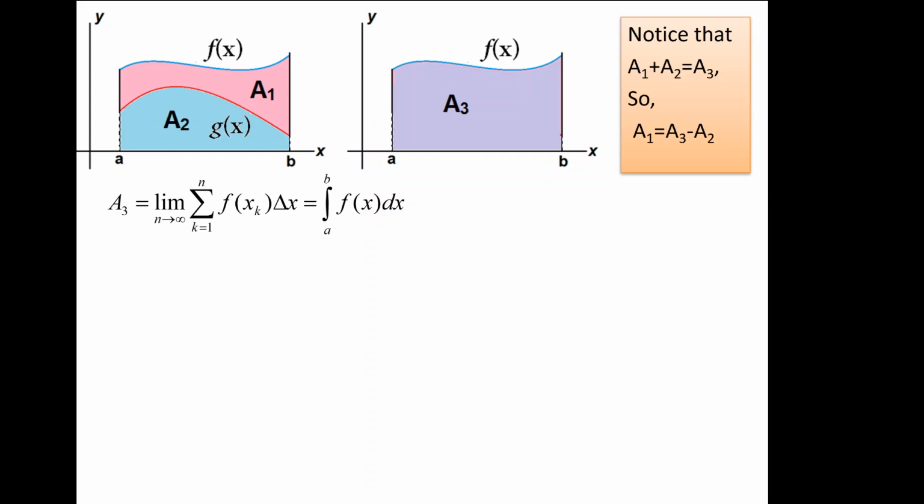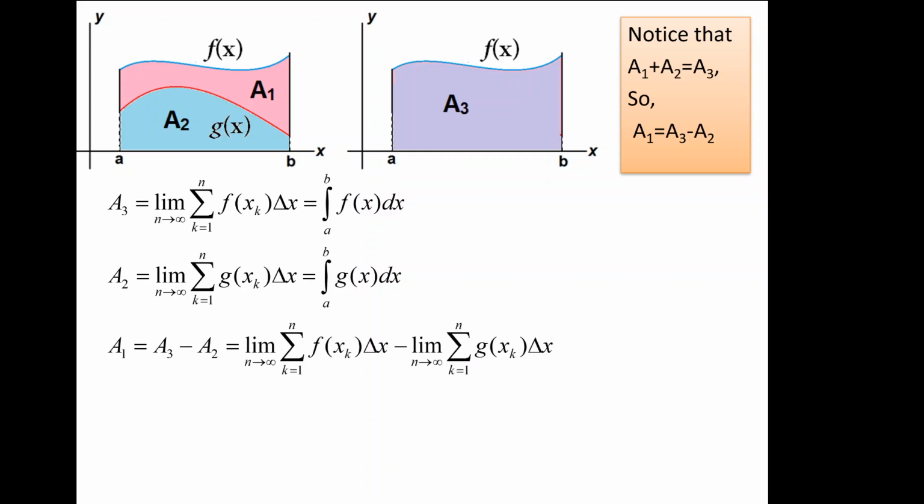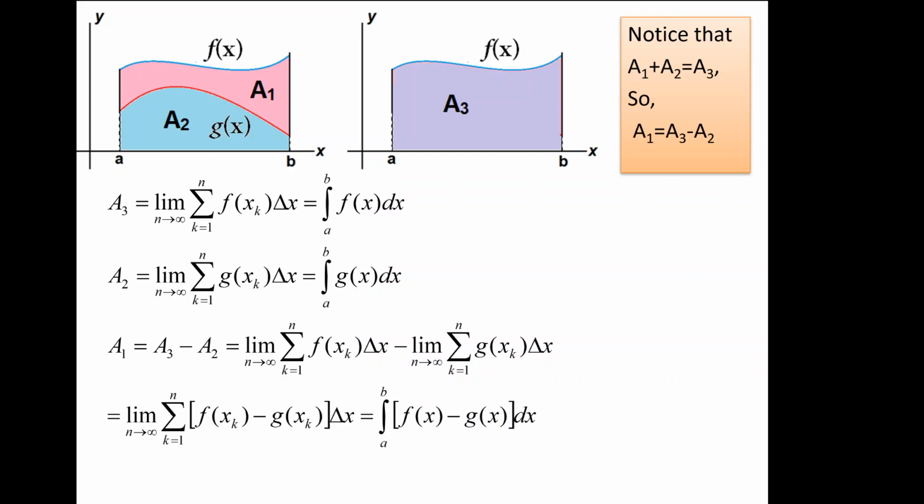We know how to calculate area 3. It's the integral from a to b of f of x dx. We know how to calculate area 2. That's the area that's in blue. It's the integral from a to b of g of x. Well, now I can get area 1 by subtracting those expressions. Area 1 is area 3 minus area 2. So the integral of f of x minus g of x evaluated from a to b. There you go. And you can skip all the summation formulas that are there. They're shown here just to motivate where the formula comes from.